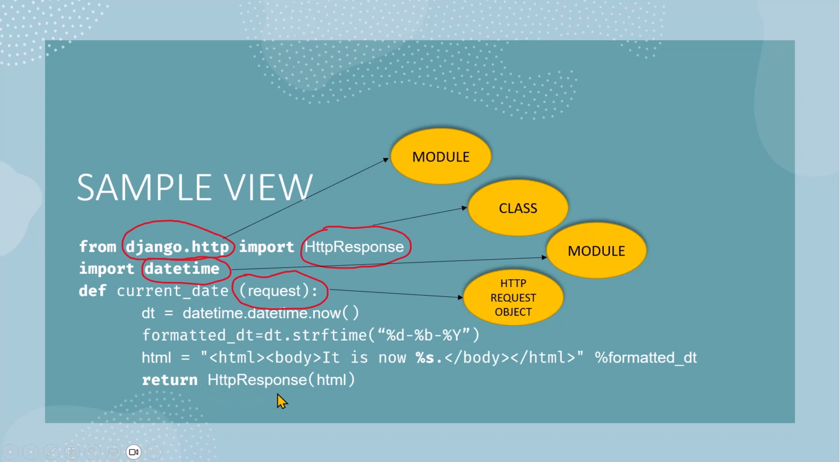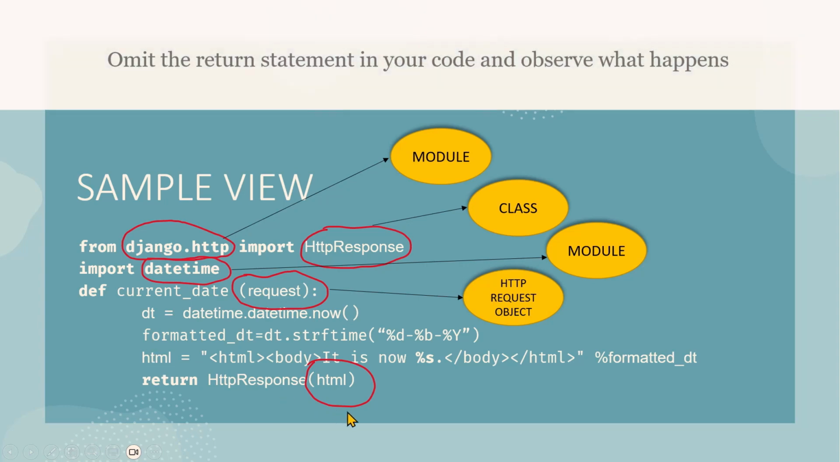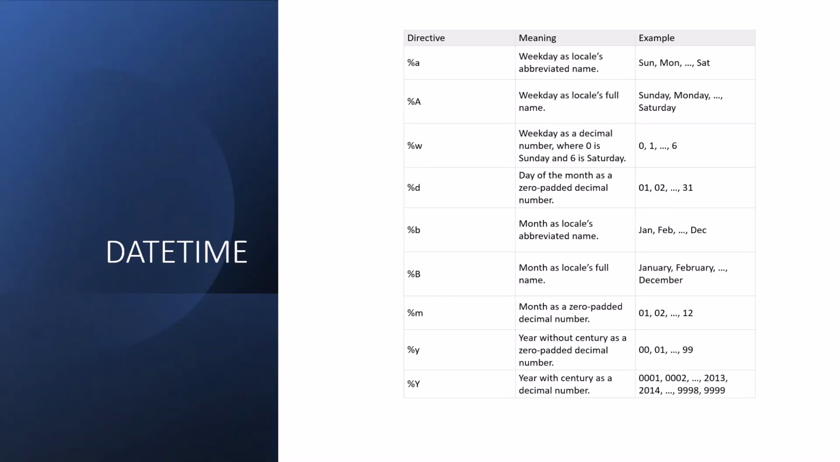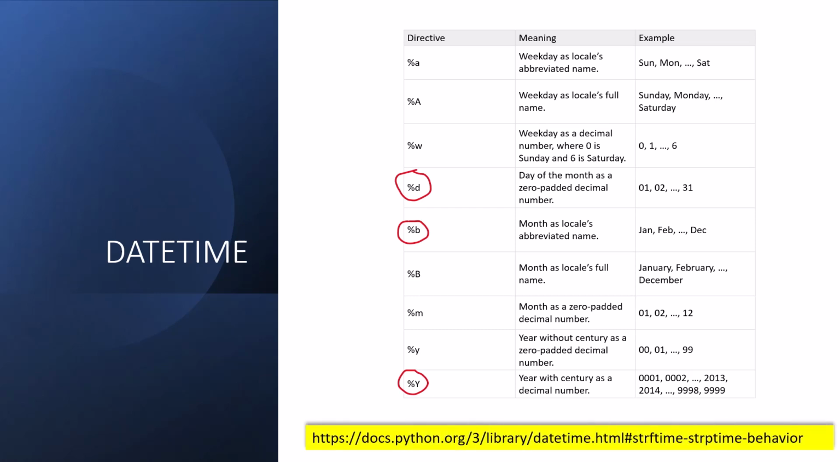This statement is important as we are returning HTML, which is this variable, and that's our HTTP response object. Just a bit about datetime. These are all the directives we can use. We've used %d, %b, and %y. More information can be found at this link, which you will also find in the description of this video.